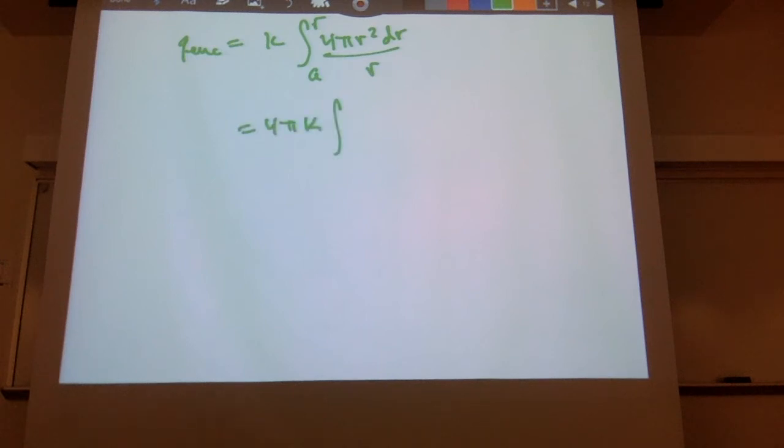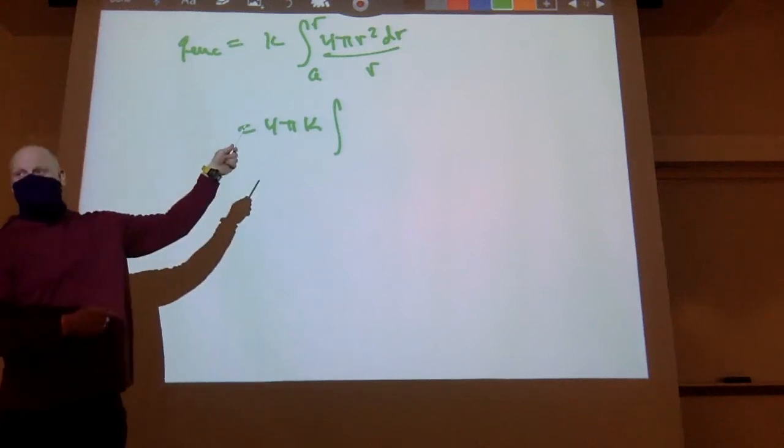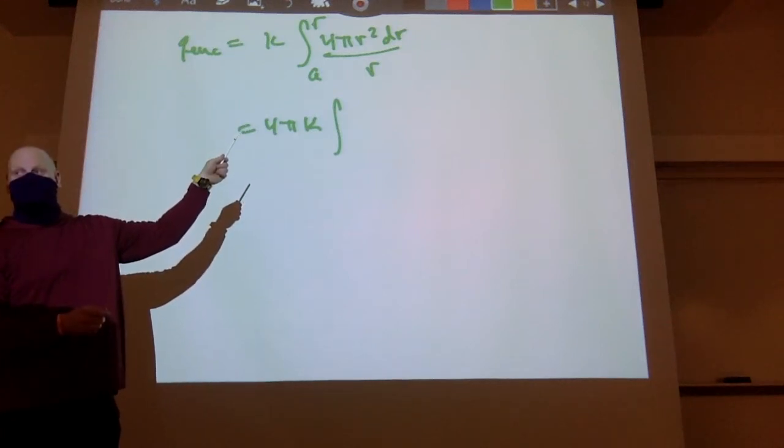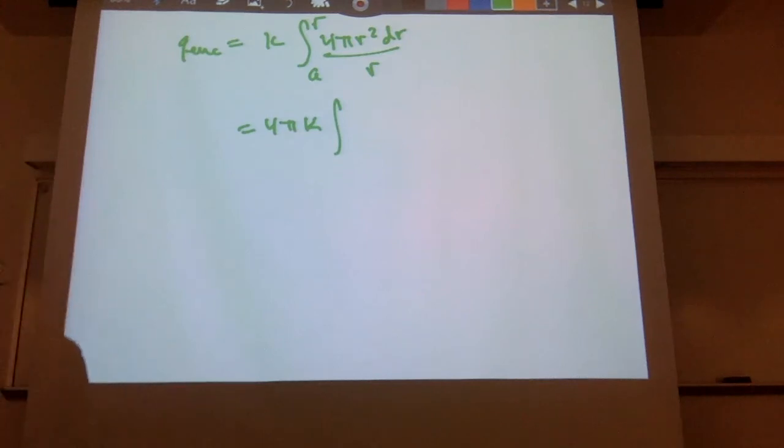So good, let's put everything together. So this tells me that Q enclosed then is going to be equal to K, because that's a constant, integral 4 pi r squared dr divided by r integrated from A to R. Now, 4 pi is a constant. We're going to pull that out as well. So this becomes 4 pi times K integral. But I have an r squared divided by r. What's r squared divided by r? R, right? So integrated from A to R of r dr.